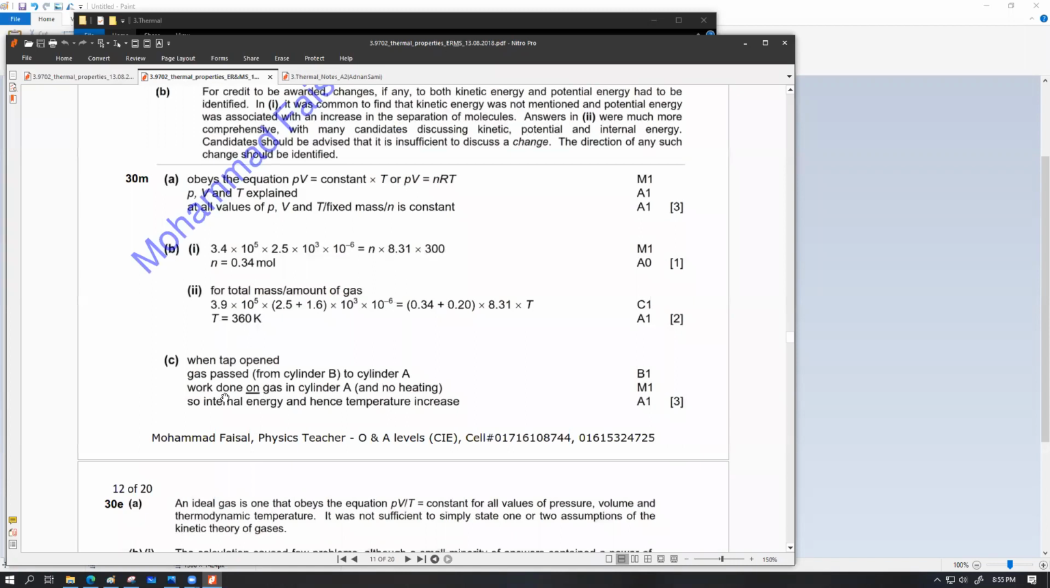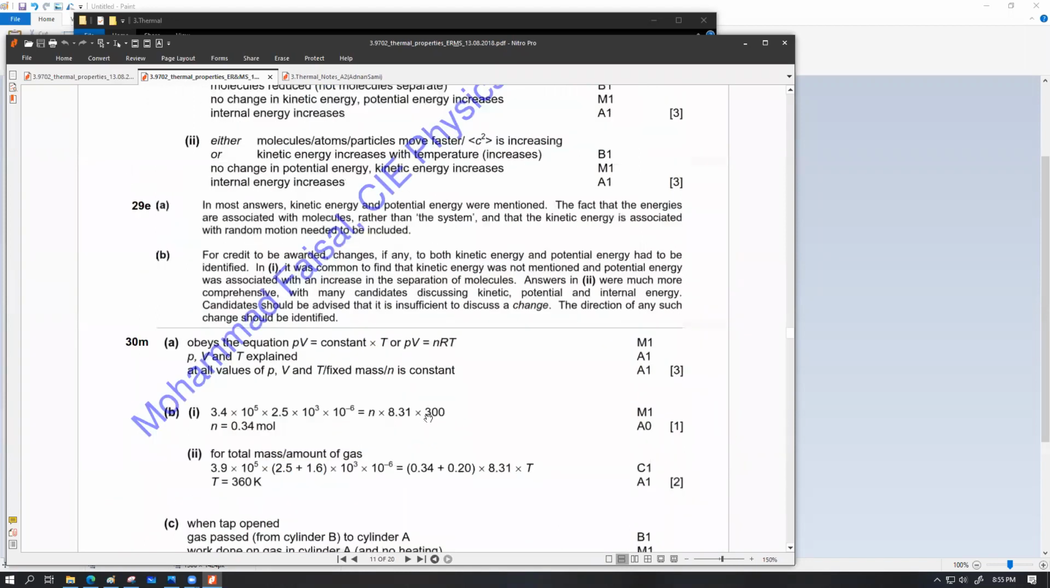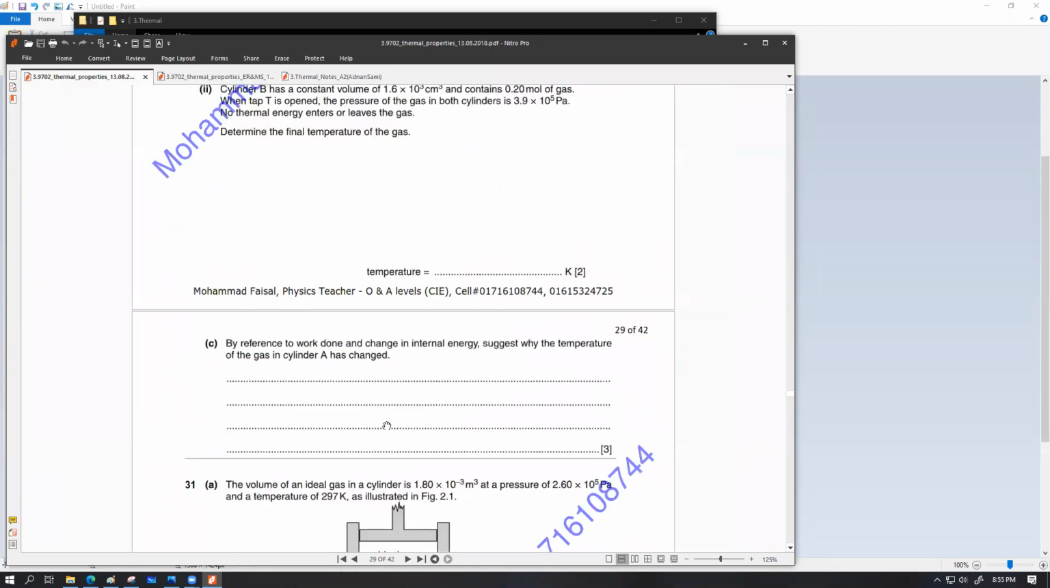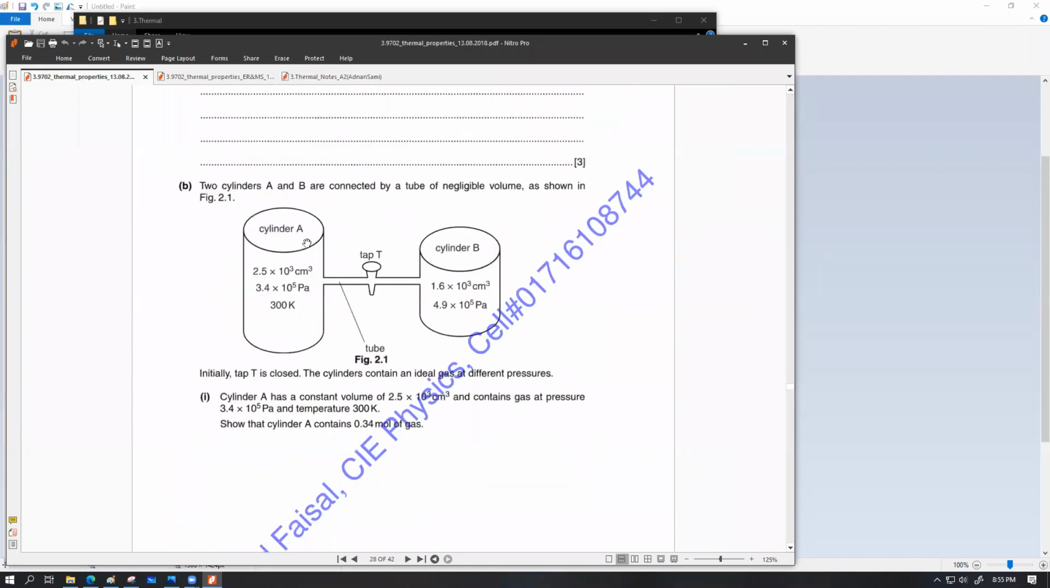open, gas passes from cylinder B to cylinder A. Work is done on the gas in cylinder A. So internal energy and hence temperature increase. Okay. So whenever work was done on the gaseous particles of this cylinder, they had a bigger amount of energy. Now try to understand this part.